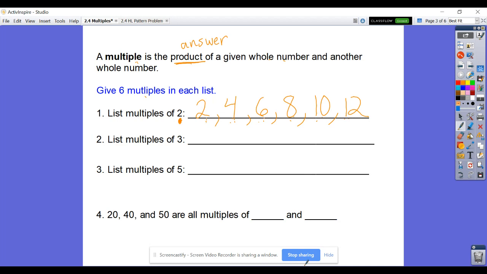Now I want you to go ahead and pause the video and try to make your list for 3 and 5. Remember, you're going to start off with that number times 1. So 3 times 1 is 3. I'll start you off. 5 times 1 is 5. You're starting your list with that first, and then you only need to list 6. You could go on forever and ever, but I don't want you to do that because that could take a really long time. So go ahead, pause the video, play back when you're ready to see the lists.